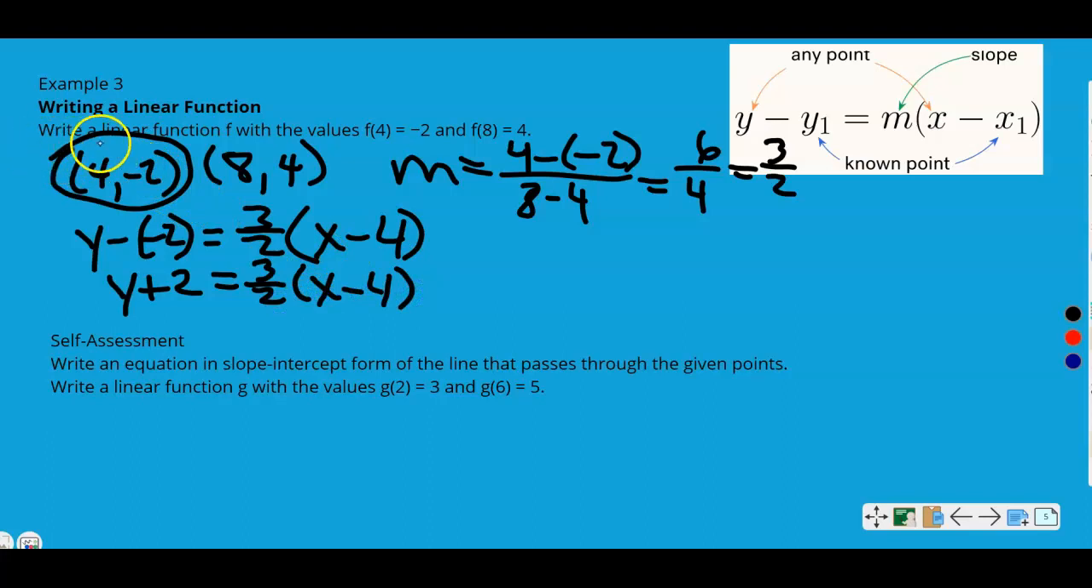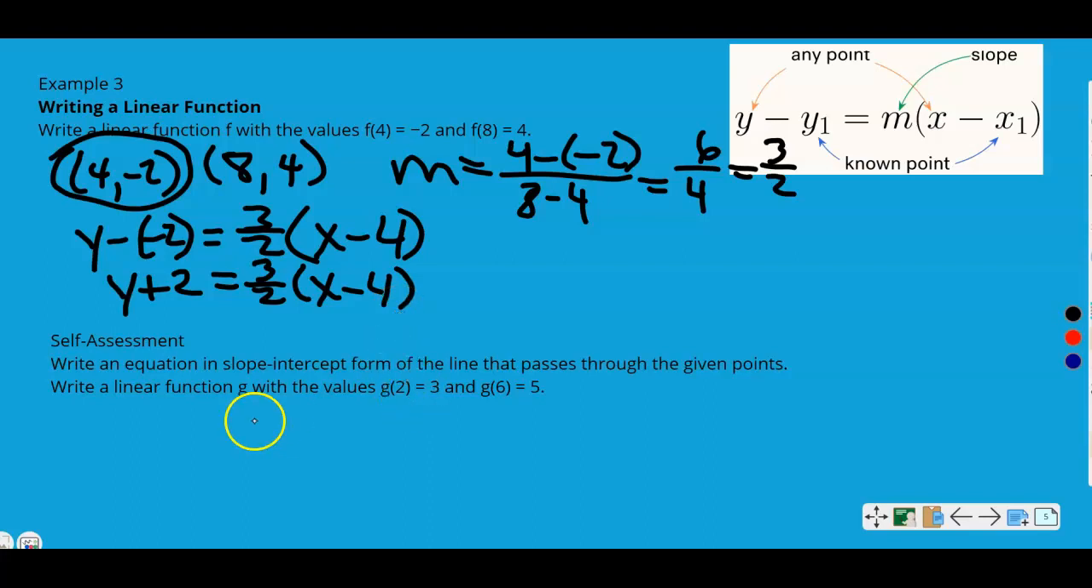Now, it just says write a linear function. It doesn't say in slope-intercept form. It doesn't say point-slope form. It just says write a function. If you want to leave it like this, this is an equation. It's a function in point-slope form. If you want to solve for y, then you would change it to slope-intercept form. That would be acceptable as well.